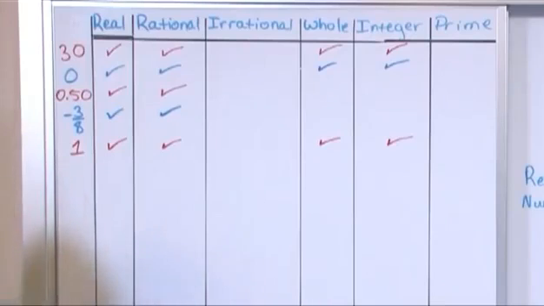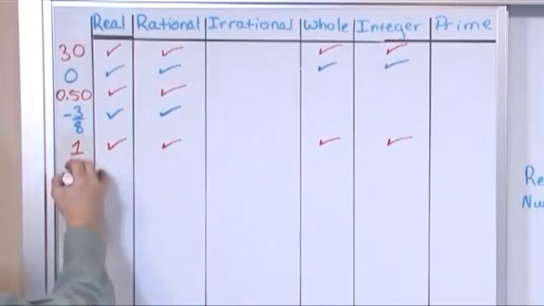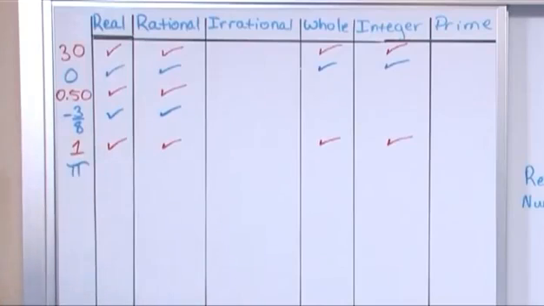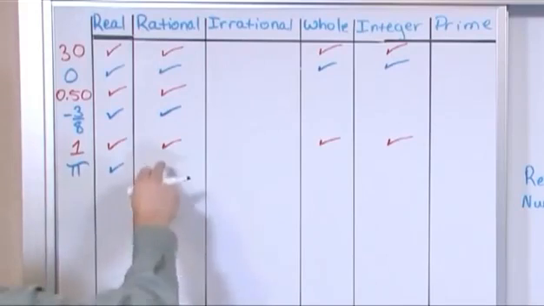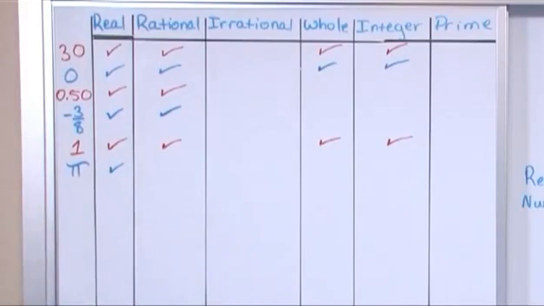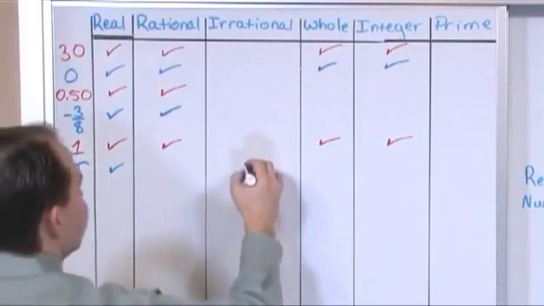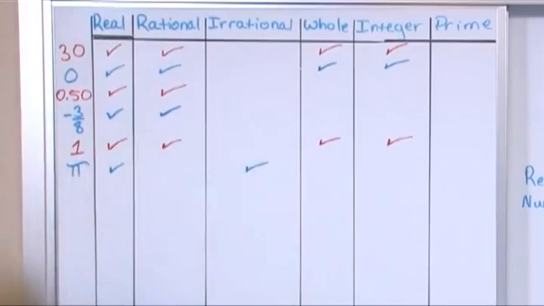All right, now let's look at the number pi. Is it a real number? Yes, it is real because there's nothing imaginary about the number pi. There's no i there. Is it rational? No, it's not, because you cannot write the number pi as a fraction. Is it irrational? Yes, it is, our first irrational number.